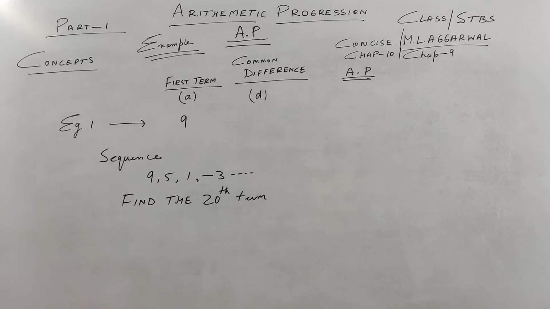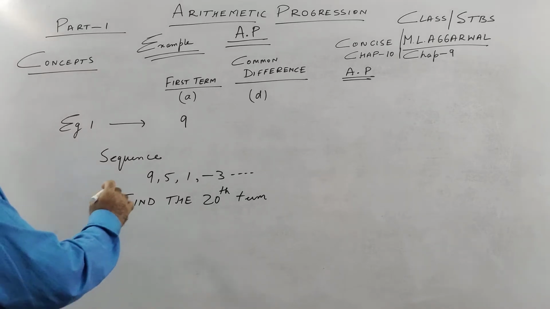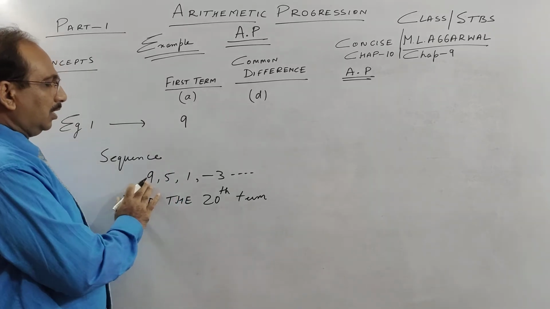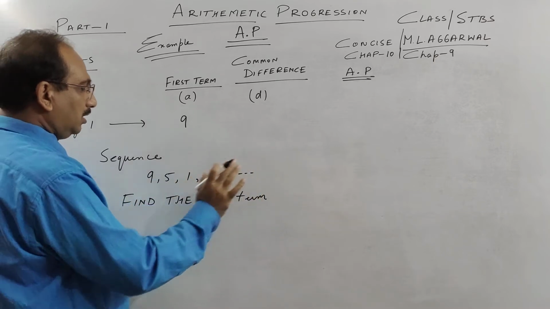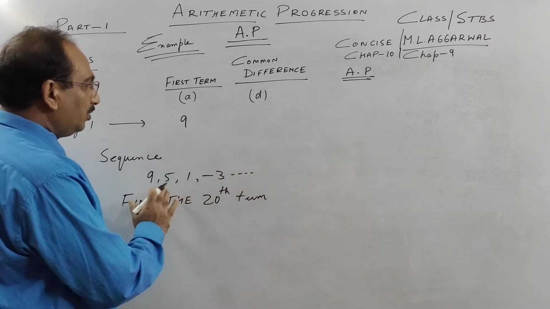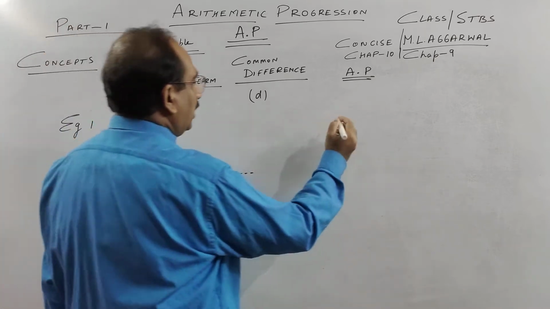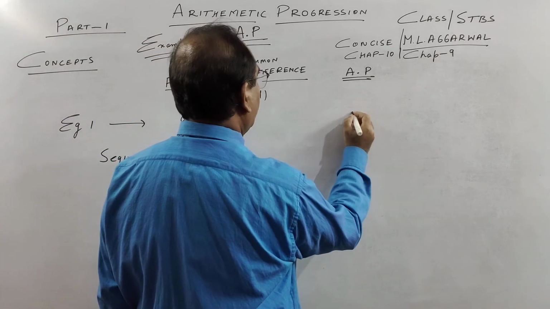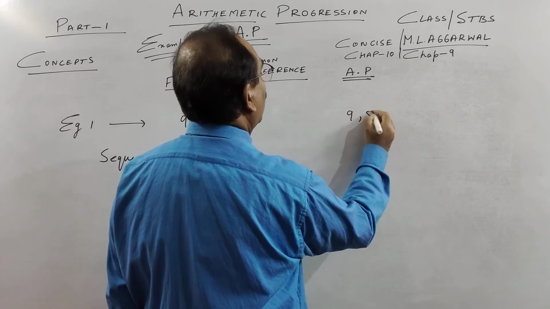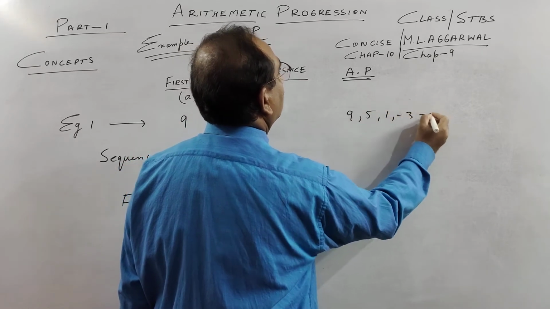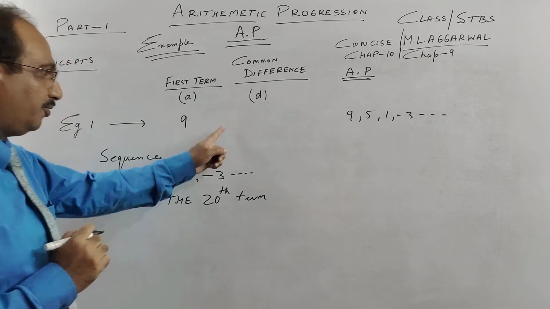So let us see this example 1. A sequence is given, see 9, 5, 1, minus 3. So you see this is in AP. How do we see? So the first term is a. We have to get, so this is my AP, you can see. So my AP is 9, 5, 1, minus 3. We have to find the difference.